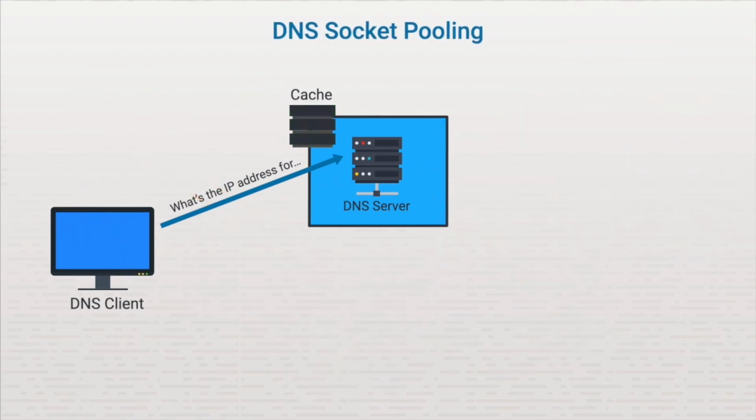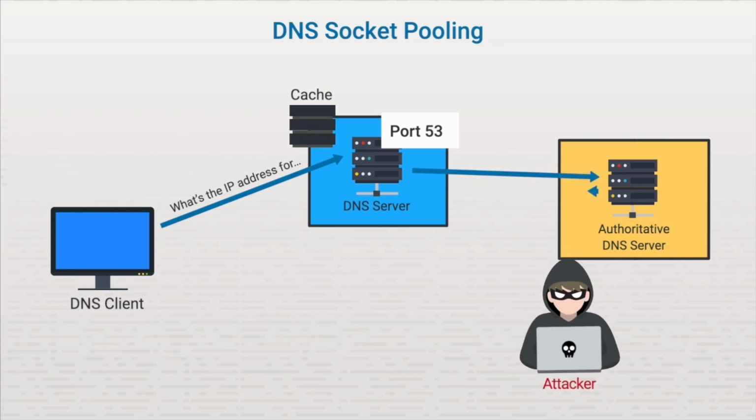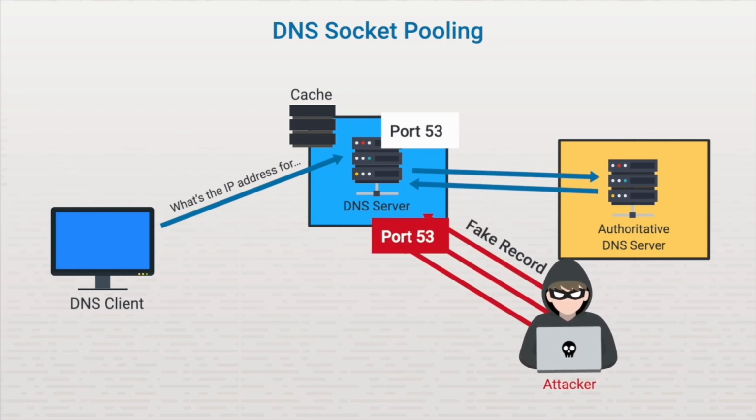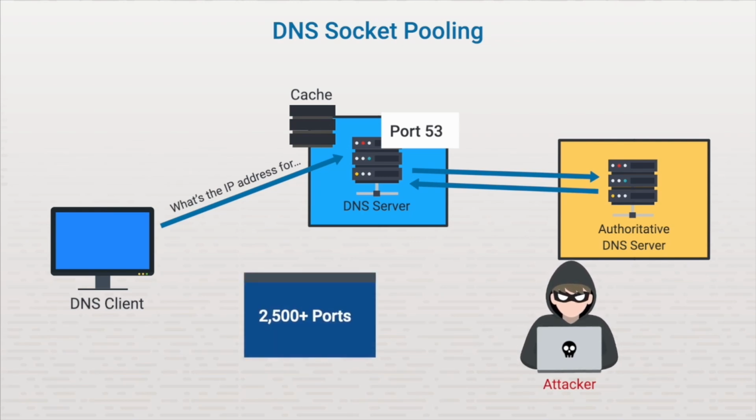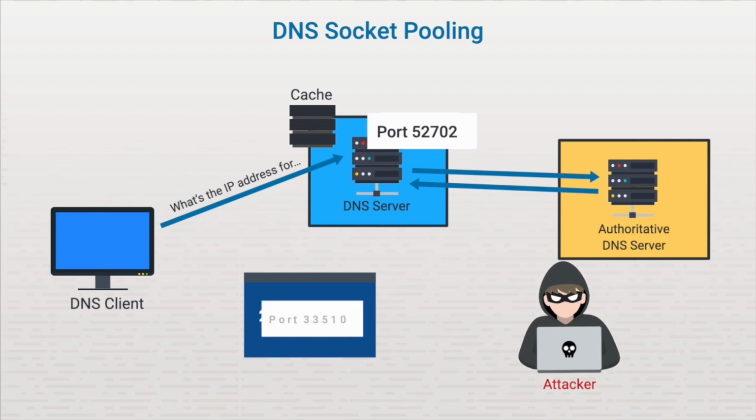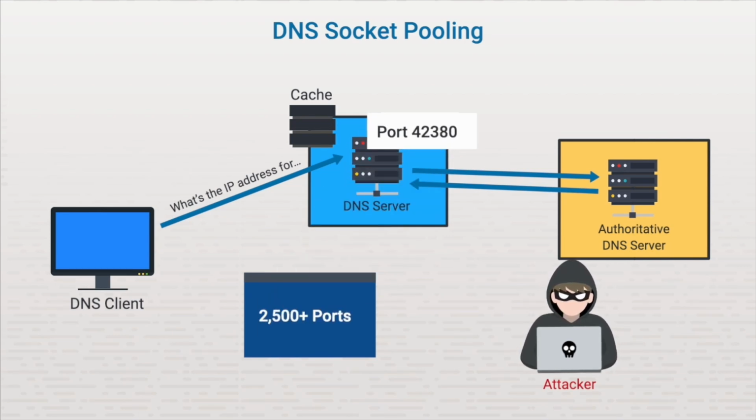So how do we defend against DNS cache poisoning? Well, one major reason that this cache poisoning attack worked is that traditionally, all DNS query traffic originated from virtual port 53. Knowing this, port 53 makes for an easy target for an attacker. So what if we give the attacker a moving target? This is where DNS socket pooling comes in. The socket pool is a group of 2,500 or more ports that the recursive DNS server can use randomly to query an authoritative server. Having so many random ports makes it much more difficult for an attacker to spoof a DNS server and poison the cache.